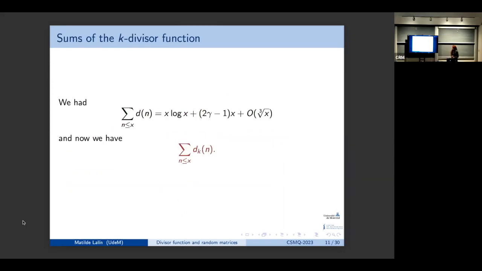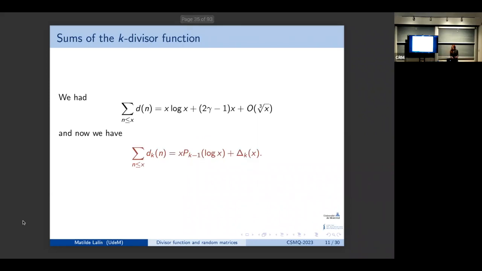Okay, so what can we say about DKN? Well, here I wrote the statement again for D2. And now we can ask about the sum of DKN. What is known is that you can actually do the same type of proofs. Both the Dirichlet argument and also the zeta function argument extend to DKN.